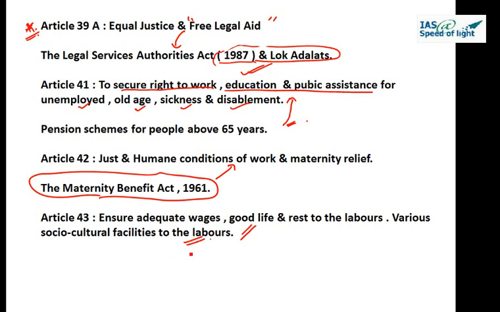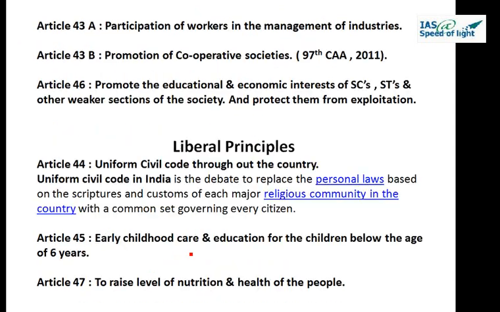Coming to article number 43A, which is giving a directive to the government to promote the participation of workers in the management of the industries and the factories. Article 43B says the promotion of cooperative societies. This has been added by the very latest amendment, that is the 97th Constitutional Amendment Act 2011. So it becomes important, which directive gives for the promotion of cooperative societies, and these things we have covered in the mnemonics as well.